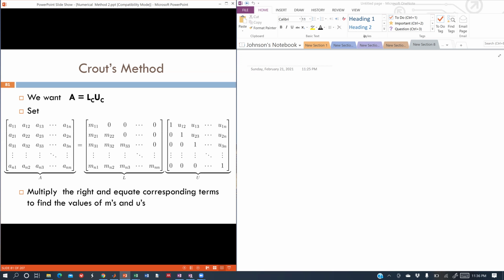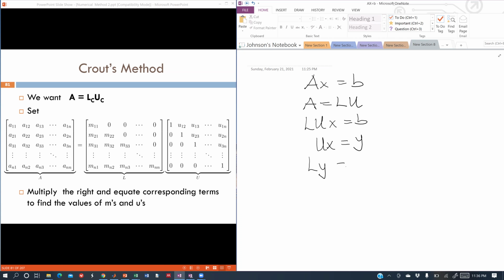In my previous video, we realized that we are solving the system AX is equal to B. The idea behind LU decomposition is to decompose the matrix A into a product of two matrices, L times U. And so we are solving LUX is equal to B. That means that to solve the system, we can assign UX to be a vector Y of the same size or length as X. And then we solve LY is equal to B.